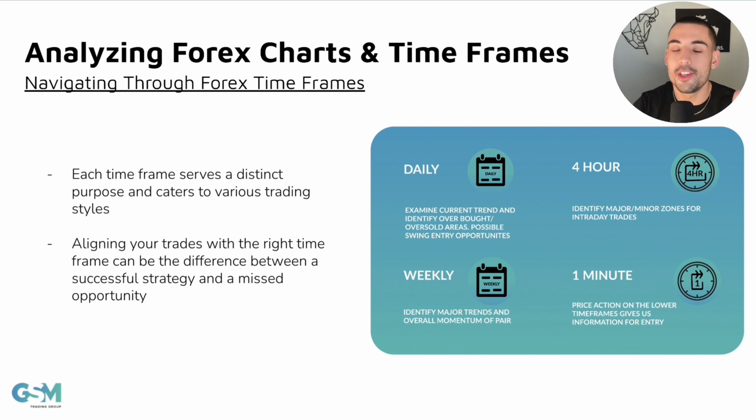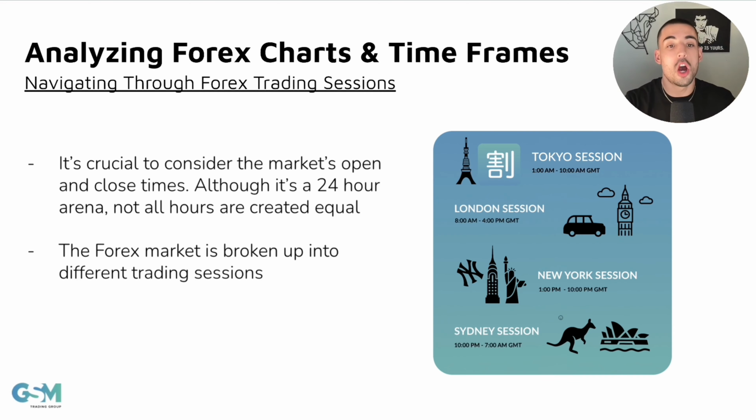But there's more to it than just time frames. It's very important to know the different types of Forex trading sessions. We could see it's crucial to consider the market's open and close times. Although it's a 24-hour arena, not all of these hours are created equal. They're split into 4 different trading sessions, and you must understand when these trading sessions are active and when they're not active. The reason you want to try to hone in on one of these trading sessions is because the activity in the market significantly increases, and you want to be trading the market when there's a lot of activity there.